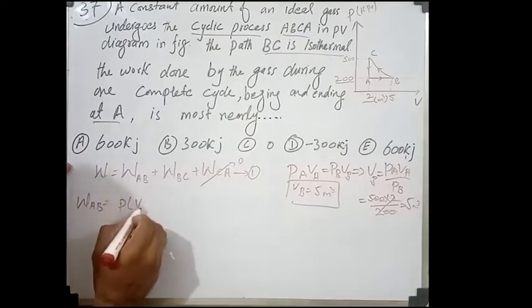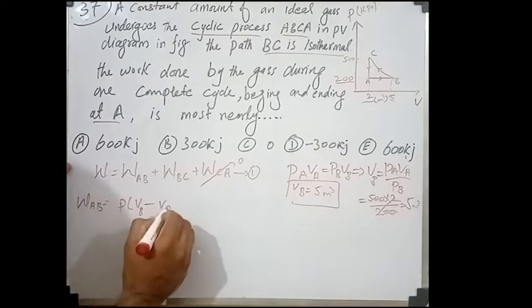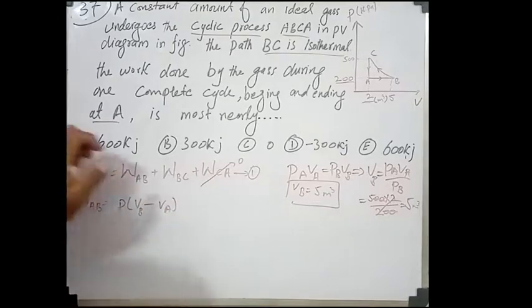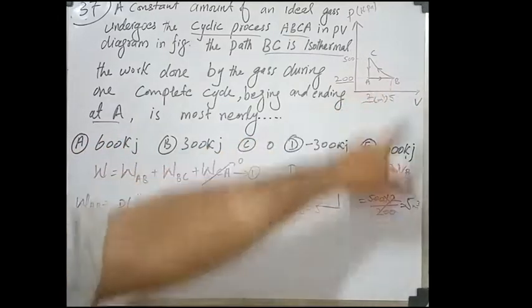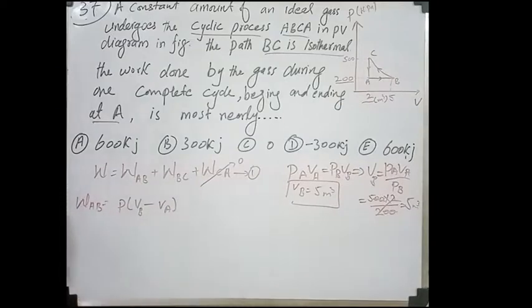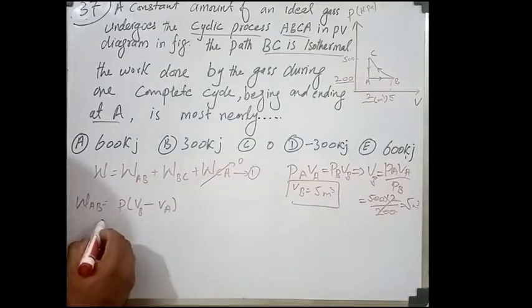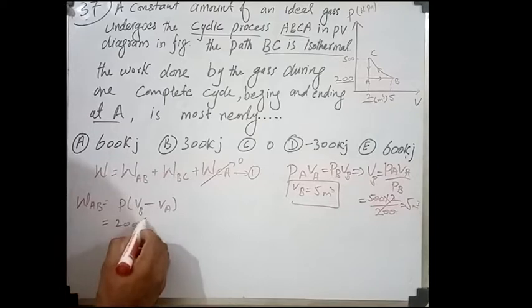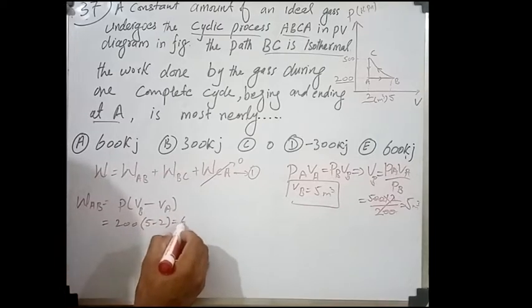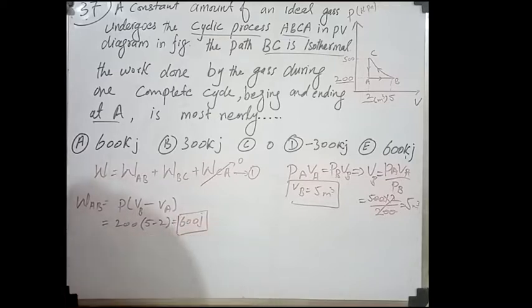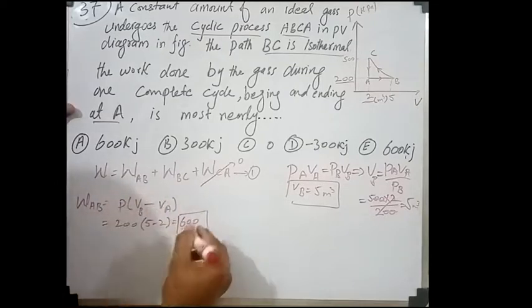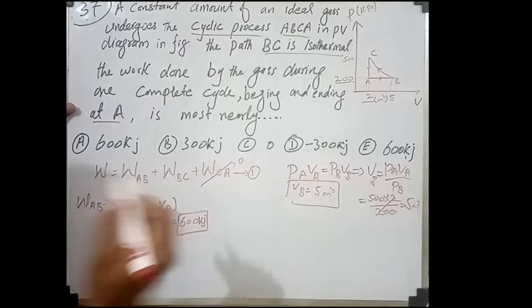(VB minus VA). Change in volume when it goes from A to B, and pressure at that point is 200. So this is 200 times (5 minus 2), equal to 600 joule. So this is the work done at this point, in kilojoule, because pressure is in kilopascal.